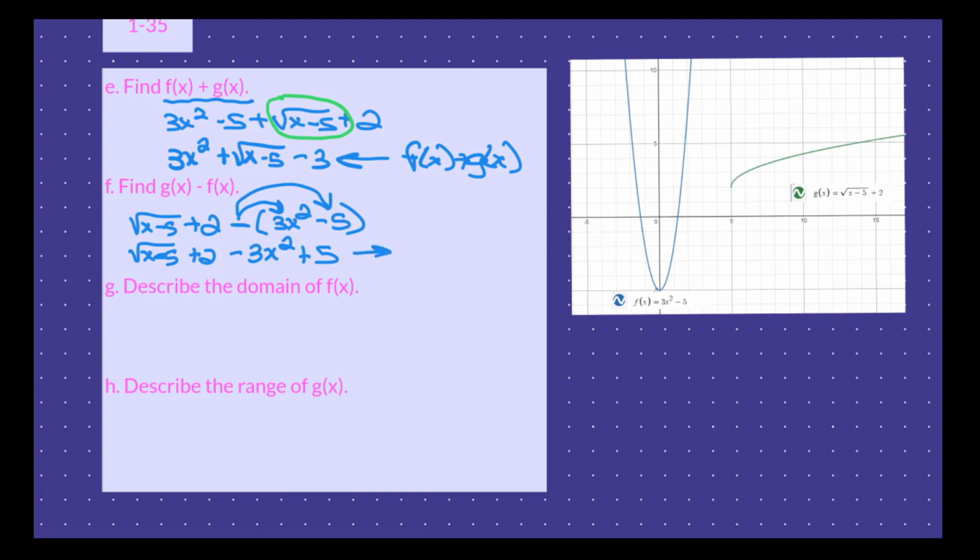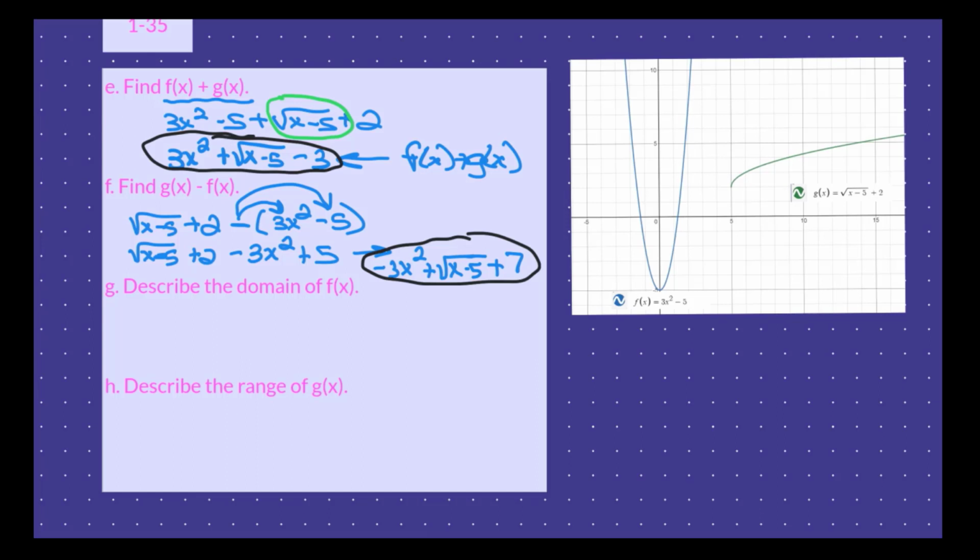the answer. And I always like to lead with my term that's got the highest exponent because that's kind of considered standard form. So I'm going to go ahead and write negative 3x squared and then plus square root of x minus 5. And then again, I'm combining the 2 and the 7, so plus 7. So you've got your answer here for the first part and here for the second part. And they're very different looking.